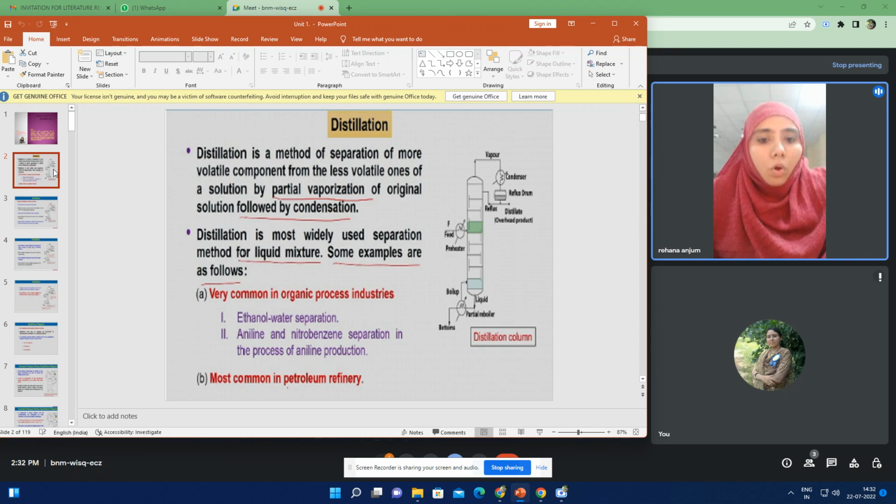So it can be used in different industries, most commonly in petroleum refining. In petroleum refining, there are plenty of applications of distillation operation, and most refineries have huge plants of distillation columns.